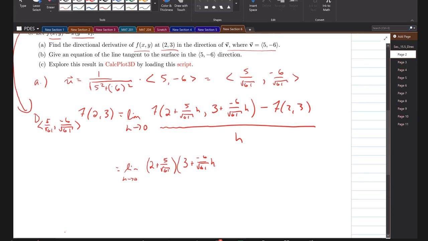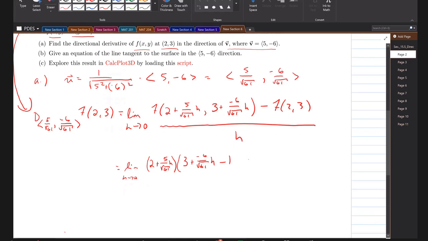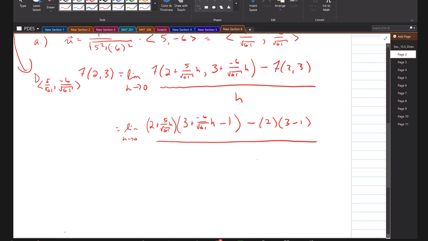I keep dropping those h's. h minus 1, minus parentheses 2 times 3 minus 1, all over h. Okay, folks, I apologize, my handwriting's a little bad there. Is that tracking?